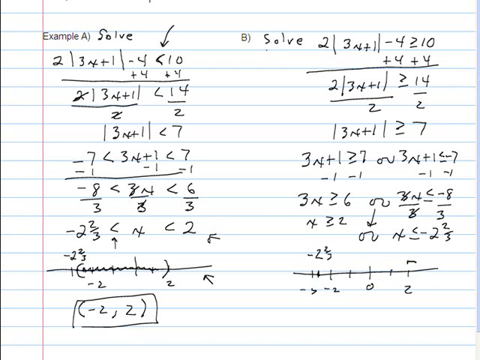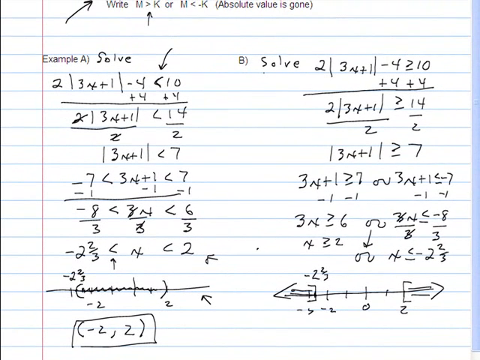So since it can equal to, I use a square bracket. Since it's greater than, I arrow to the right. Or all the numbers less than or equal to negative 2 2/3. So again, I use a square bracket. Here I arrow off to the left. And there's my graphical form of the answer. Here's my inequality form. Here's my graphical form.